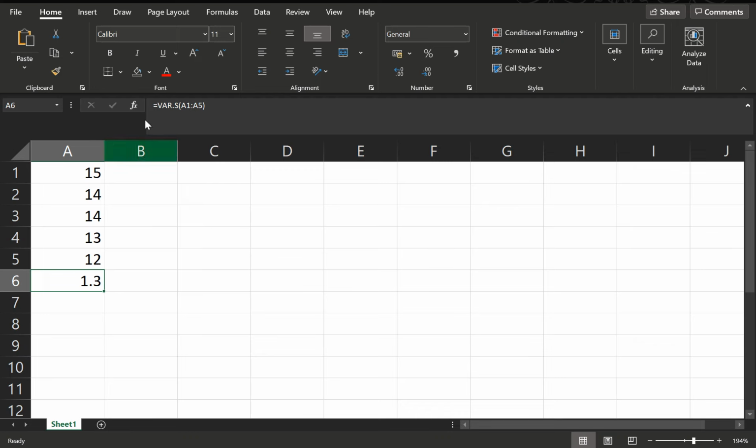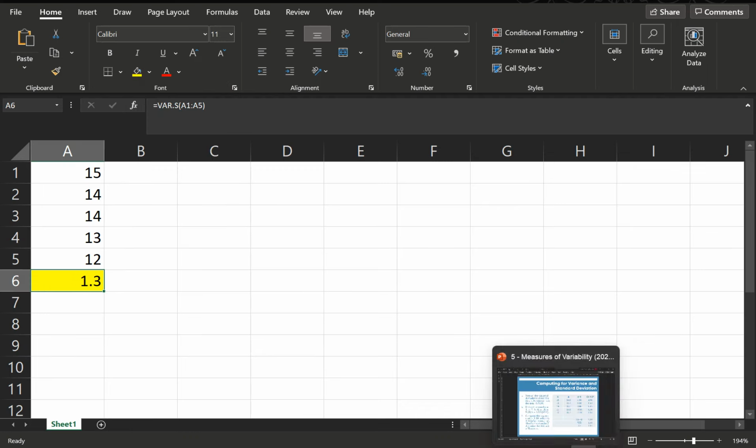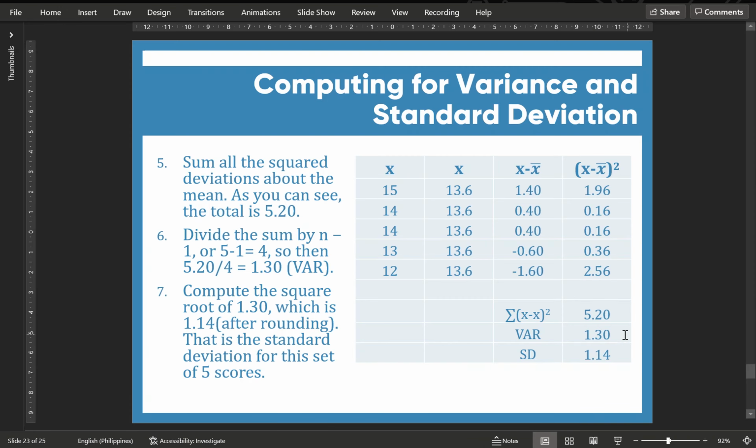So here is the sample variance. Now let's check. So it's 1.3 here. So the variance is 1.3. Now let's see the standard deviation.